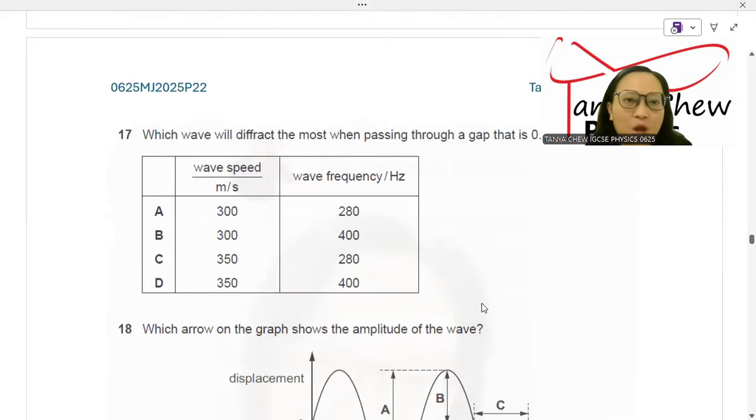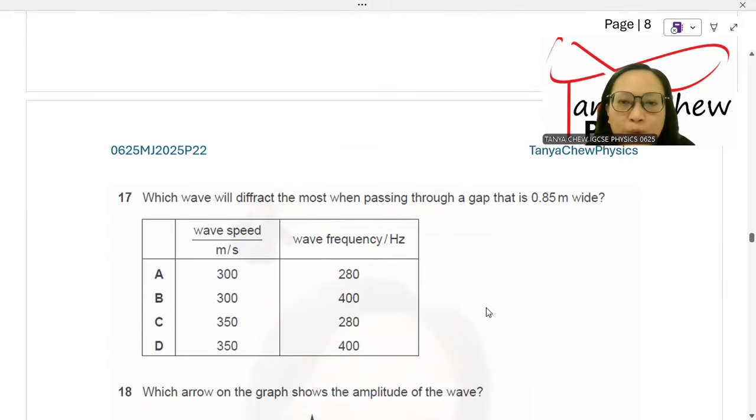Number 17, which wave will diffract the most when passing through a gap that is 0.85 meter wide? Right, you should remember about diffraction. A longer wavelength will diffract even more, will spread out even more. Diffraction is the spreading of waves when a wave passes through a gap. So I'm supposed to find the wavelength here. So how to find the wavelength? Recall, the wave speed is equal to frequency multiplied by wavelength. Wavelength is equal to wave speed divided by frequency.